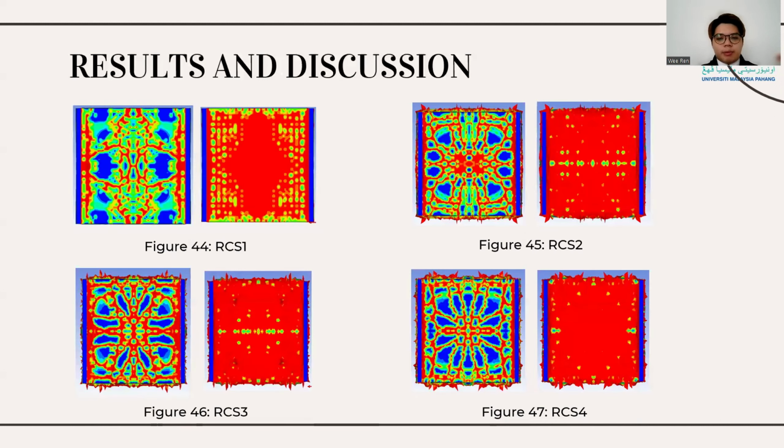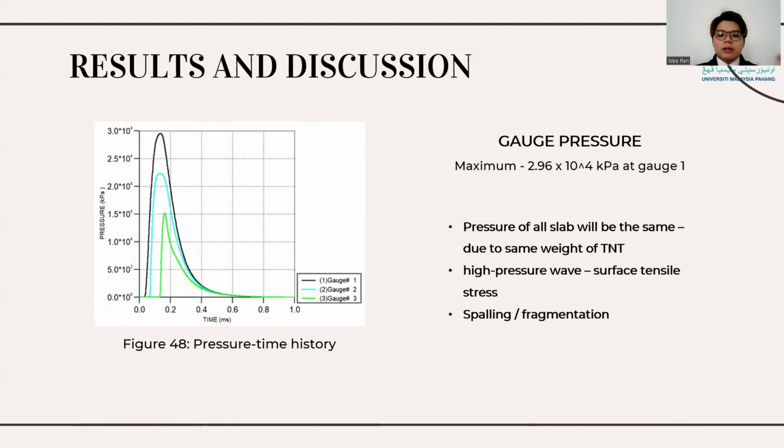This is the comparison of damage pattern for 4 RC slabs at 8 milliseconds. From the graph, it reveals that the pressure reached a maximum of 2.96 times 10 to the power of 4 kilopascal at gauge 1. This gauge received the highest pressure because it is the nearest gauge to the detonation point. Pressure received by all slabs will be the same since the same weight of TNT is used.